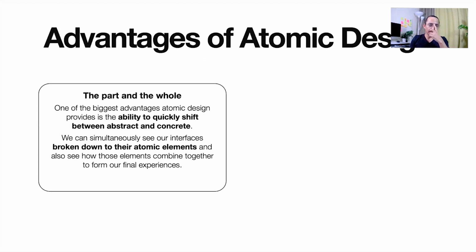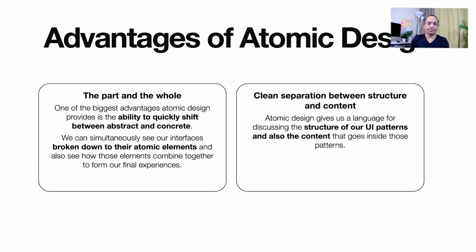So what is the advantage of the atomic design system? The part and the whole. One of the biggest advantages atomic design provides is the ability to quickly shift between abstract and concrete. We can see our interface broken down to the atomic elements and also see how these elements combine together to form our final experience. So, the part and the whole. When you are on a page, you can easily figure out, oh, this particular section is just an atom, these three things make up a molecule, and these five or six things make up the whole page. You can easily start figuring this out once you understand how atomic design works.